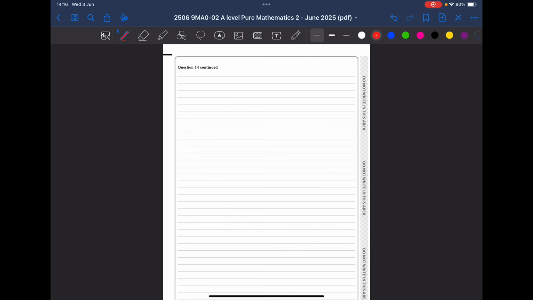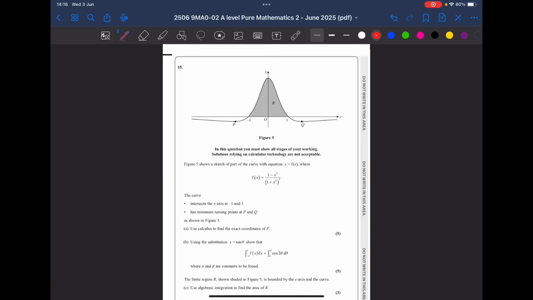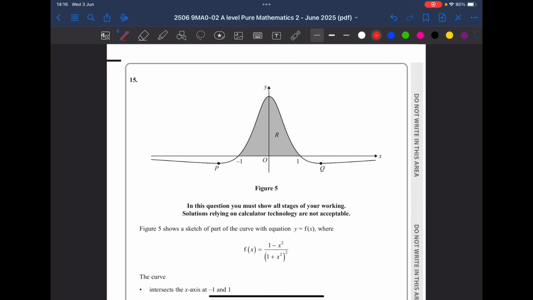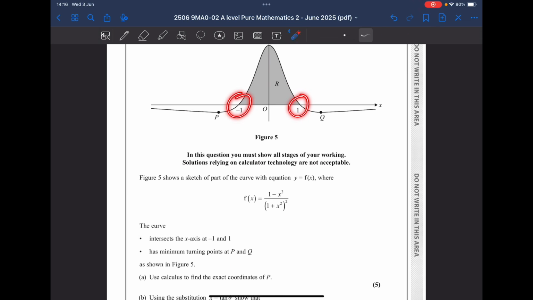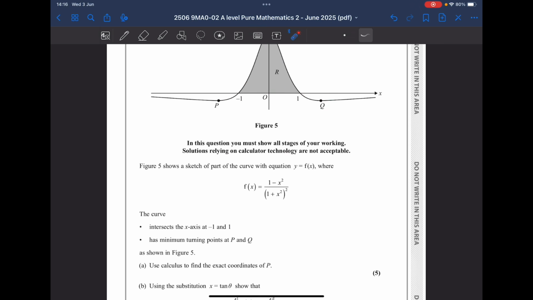Let's keep going. Number 15. Number 15's got some weird drawing of something going on. Let's get to the part of the curve with this thing. Curve intersects at -1 and 1. Minimum turning points P and Q. Use calculus, find the exact coordinates of P.